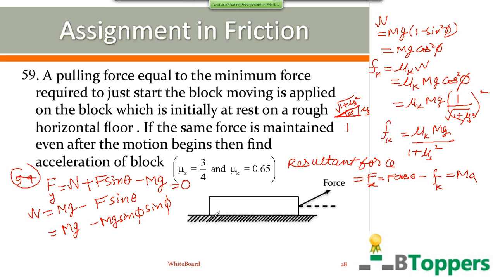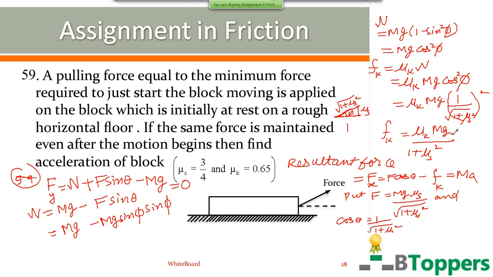You can substitute the values of F and Fk here, and cos theta you can take the same as cos phi, because theta equals phi here. You substitute here. Put F equal to mg sin phi, that is equal to mg into nu s by root of 1 plus nu s square. And cos theta is the same as cos phi, which is equal to 1 by root of 1 plus nu s square.